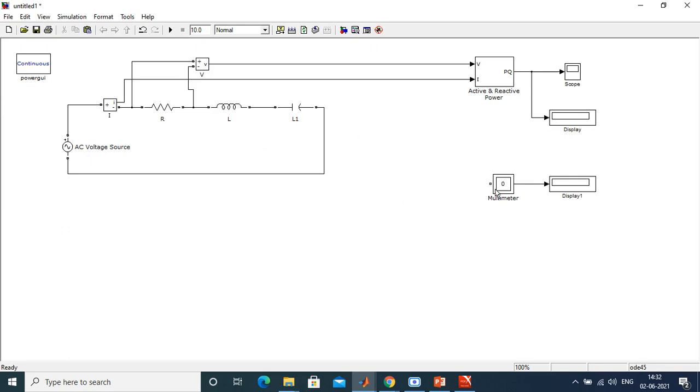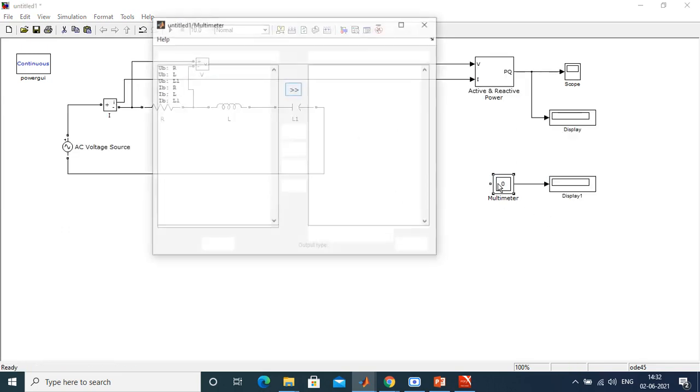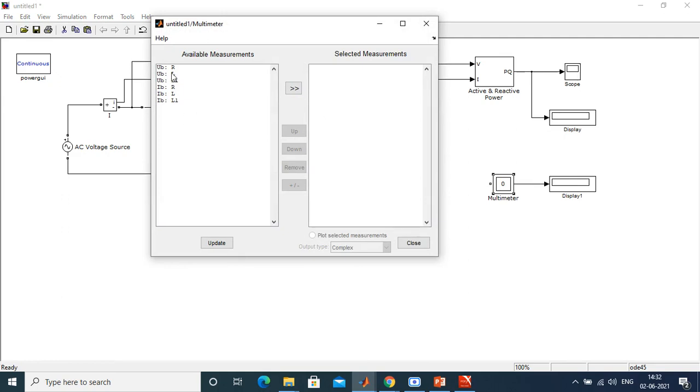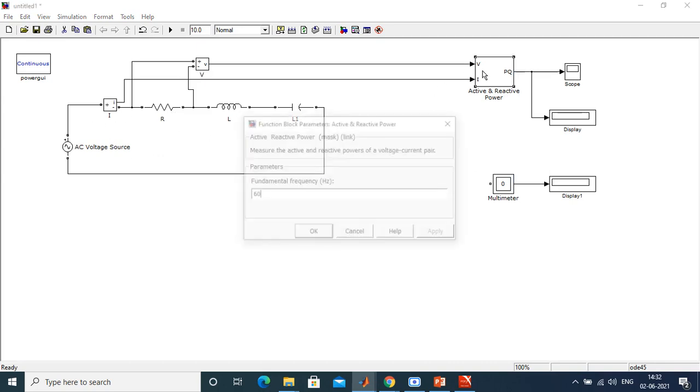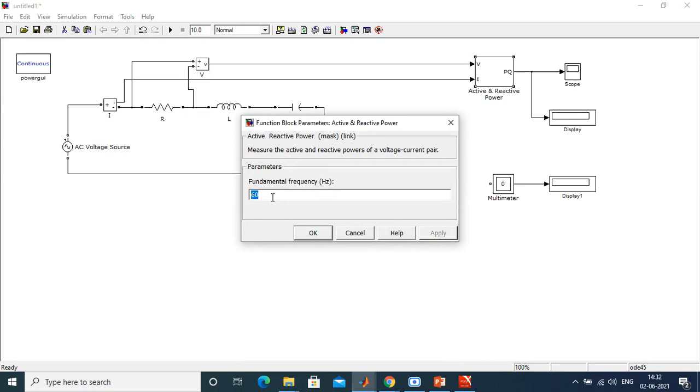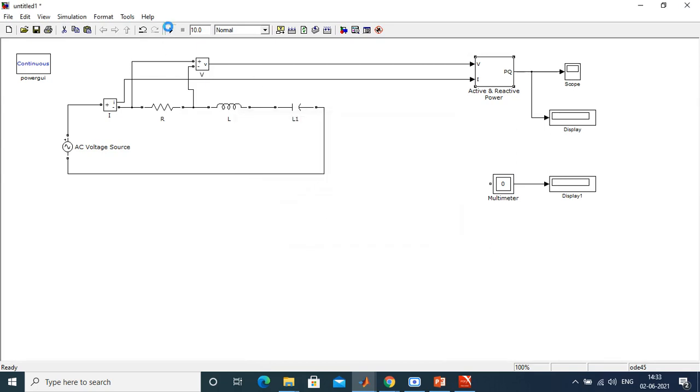Okay, clear. I will select this. Okay, I will show later for this. So now everything is selected. Now coming to the frequency, 50 hertz fundamental frequency, apply. Okay, now I will run the circuit. Clear?